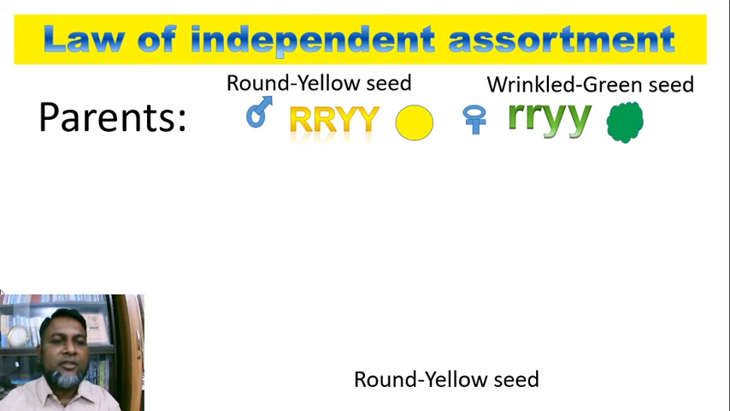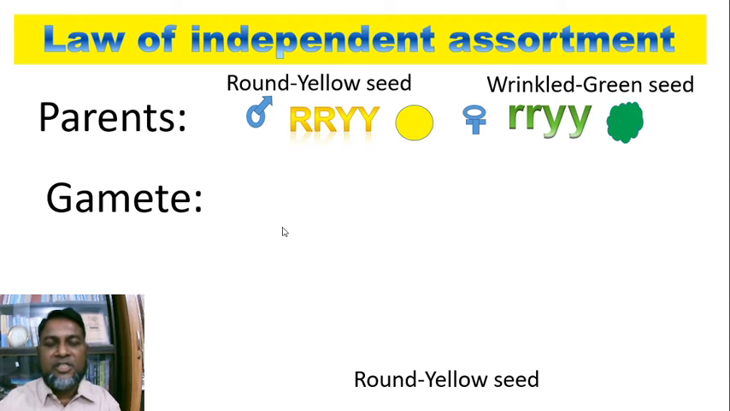At first, we choose two parents. The genotype of the male is capital R, capital R, capital Y, capital Y. Capital R for round seed and capital Y for yellow seed. The genotype of the female parent is small r, small r, small y, small y. Small r for wrinkled seed and small y for green seed.